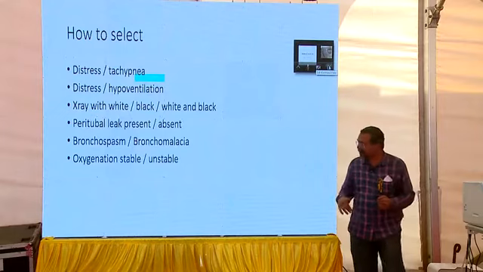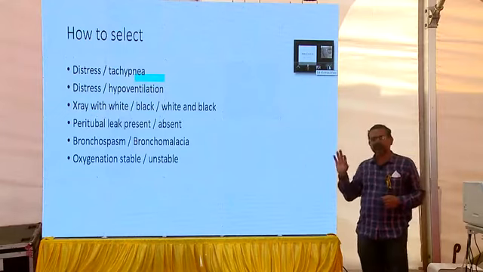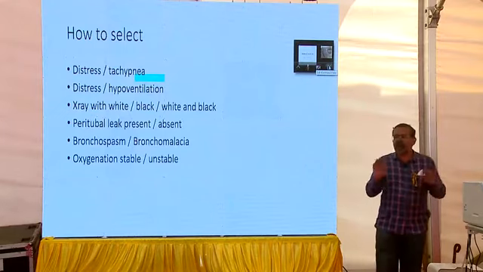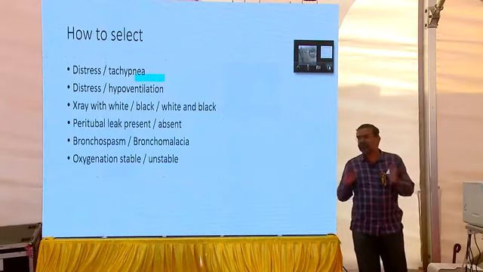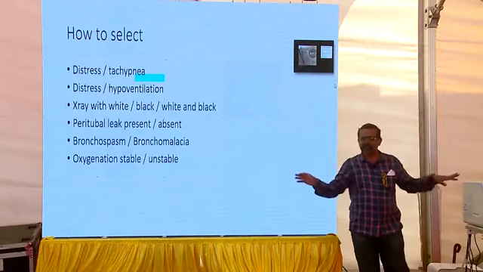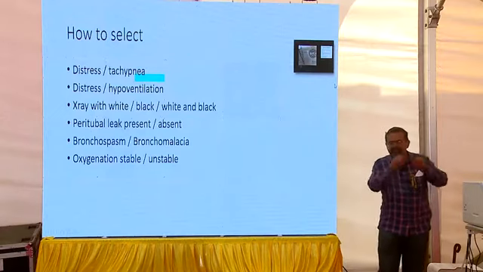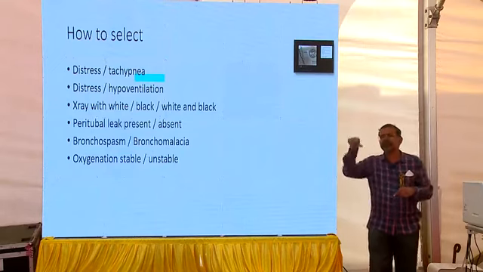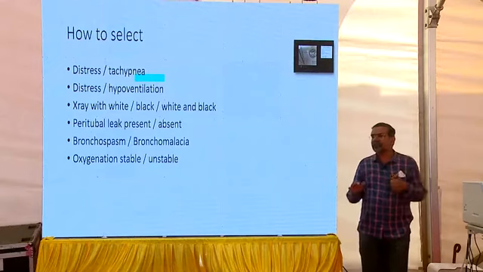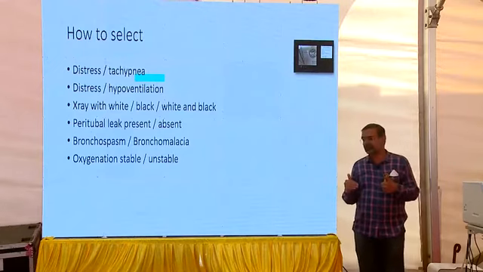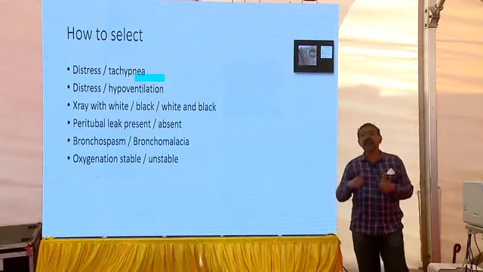Next one. Oxygenation, stable or unstable. For oxygenation, what is required is VQ matching. Ventilation is different, oxygenation is different. For VQ matching, there should be adequate recruitment of alveoli. If there is not adequate recruitment of alveoli, then oxygenation fails. If your predominant problem is oxygenation, then volume ventilation is not a good choice. Then pressure ventilation is a good choice.